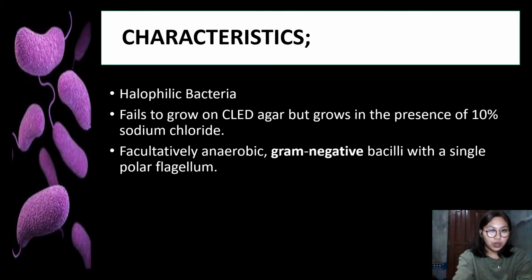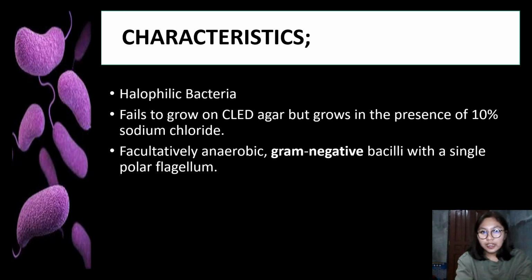The second one is fails to grow on CLED agar but grows in the presence of 10% sodium chloride. So why does V. alginolyticus fail to grow in CLED? So what exactly is CLED? CLED is a cystine lactose electrolyte deficient agar. So CLED is a differential culture medium for use in isolating and enumerating bacteria from urine.